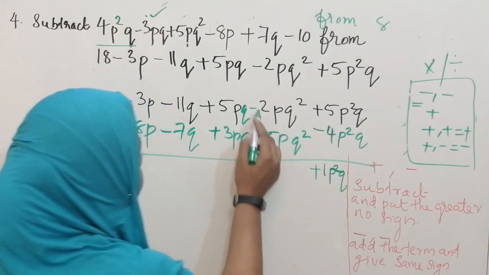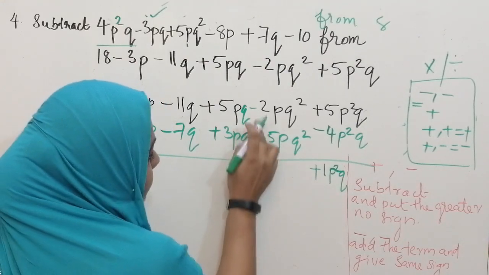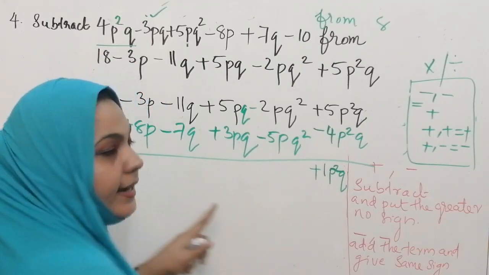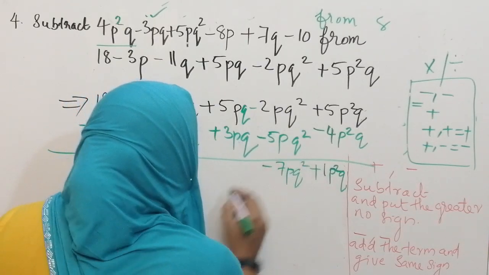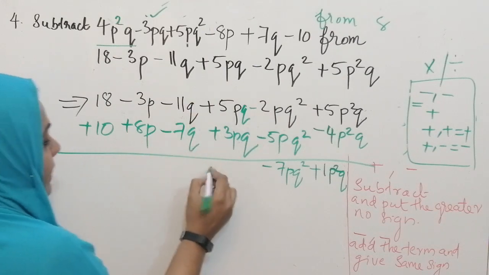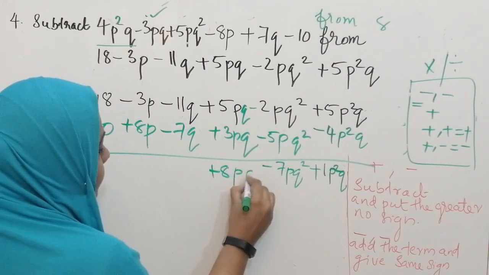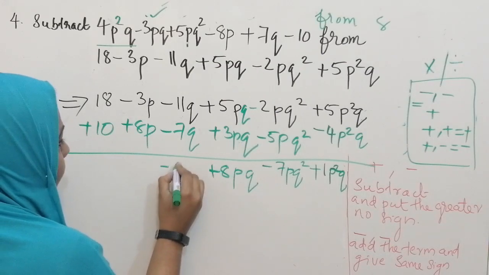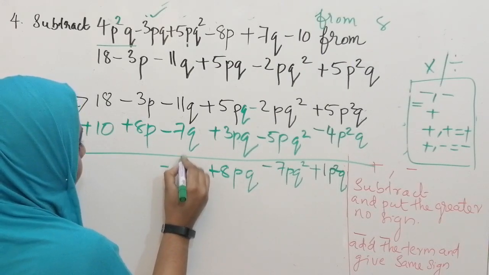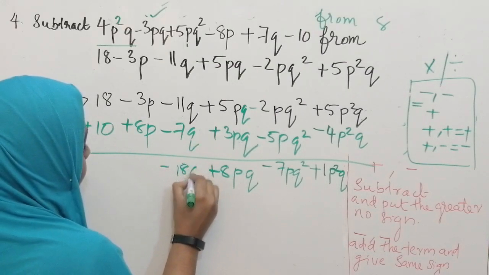If you don't write 1 also no problem, because you know that p square q means 1 p square q only. So next, here also the same sign. So when the same sign comes, you have to add and give the same sign. So that means minus 7pq square. Next is plus and plus, add and give the same sign, 8pq. So next is minus and minus, add and give minus sign. So 11 plus 7 is 18q.